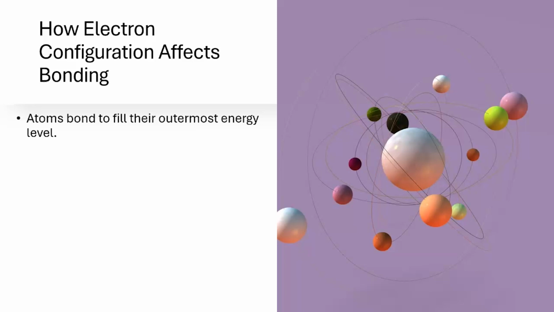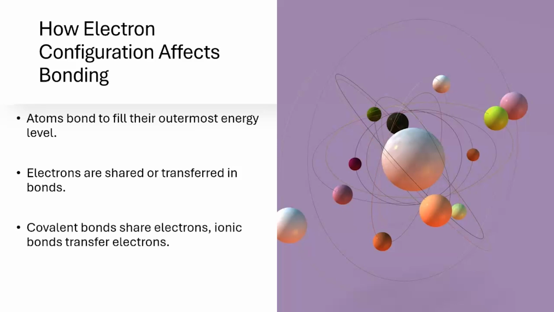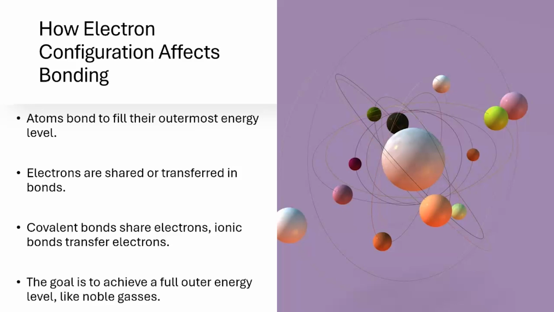Atoms bond to fill their outermost energy level. Electrons are shared or transferred in bonds. Covalent bonds share electrons. Ionic bonds transfer electrons. The goal is to achieve a full outer energy level like noble gases. So atoms are always trying to complete their outer shell.